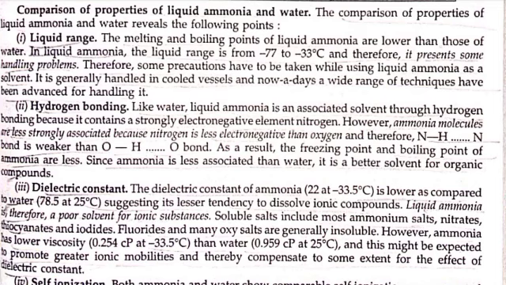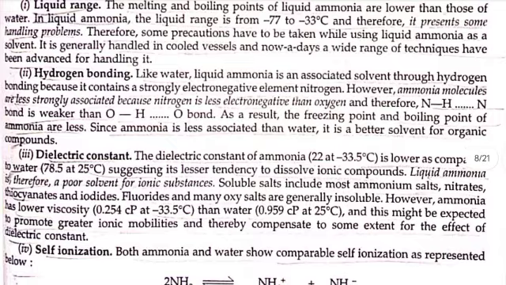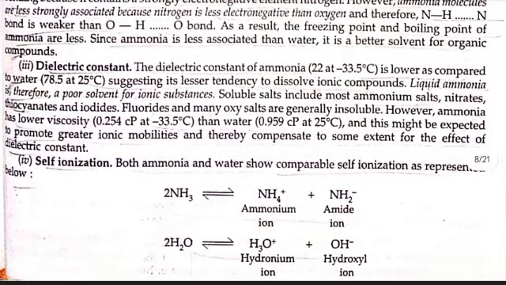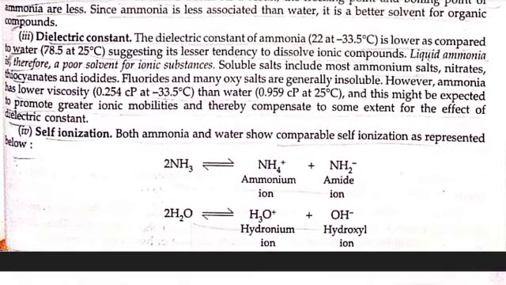Dielectric constant. The dielectric constant of ammonia is lower as compared to water, suggesting its lesser tendency to dissolve ionic compounds. Liquid ammonia is therefore a poor solvent for ionic substances. Soluble salts include most ammonium salts, nitrates, thiocyanates, and iodides. Fluorides and many oxysalts are generally insoluble. However, ammonia has lower viscosity than water, and this might be expected to promote greater ionic mobilities and thereby compensate to some extent for the effect of dielectric constant.